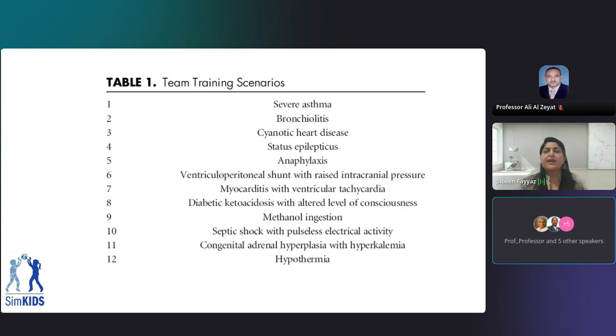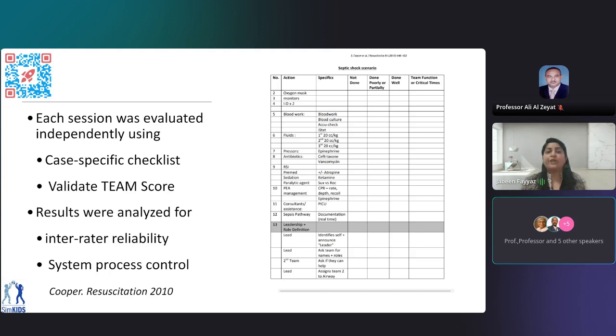How we choose those scenarios is based on the most common presentations, any mortality and morbidity cases, any serious safety event that has been brought to our notice, or any new order set or new pathway that has been implemented, so that we can all see whether it is working in our environment or not. Each session is evaluated independently using a case-specific checklist and a validated team score, which I'm going to show you in a minute. We have a physician educator and a nurse educator who will evaluate the team on this checklist, and we do not provide any summative feedback. It is just informative feedback for debriefing, to show them where the opportunities are for us to improve and to do better later.